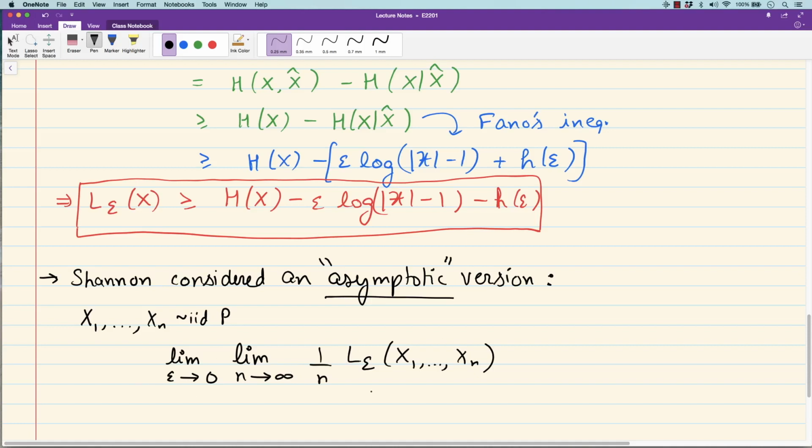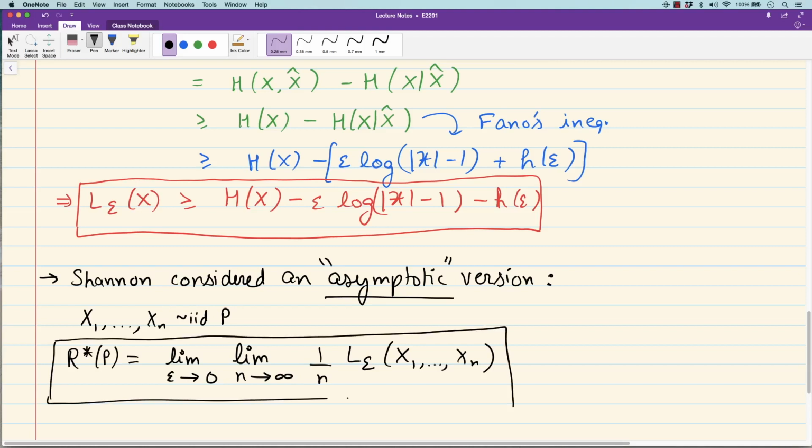Anyway, so if you don't worry about limits, this quantity here is the asymptotic performance in vanishing error and with the length of the sequence going to infinity. Shannon wanted to characterize this quantity R star of P, and we will now apply our bounds to obtain a very sharp characterization of R star of P, the asymptotic rate, the asymptotic number of bits required to be stored per symbol for vanishing probability of error.